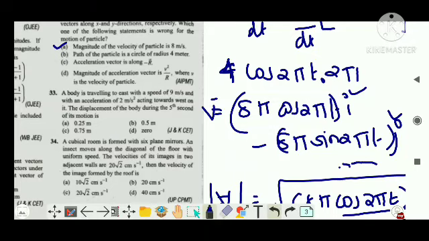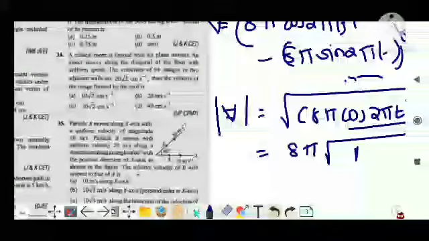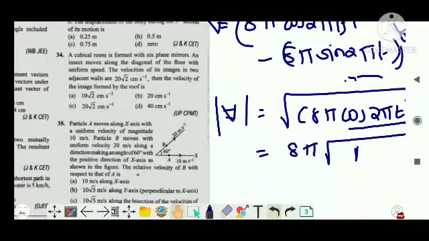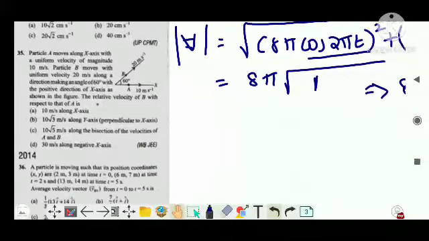Which one? 34. I'm just looking, guys. We'll do it depending upon the severity of the question. 35th question. We'll do the 35th question.